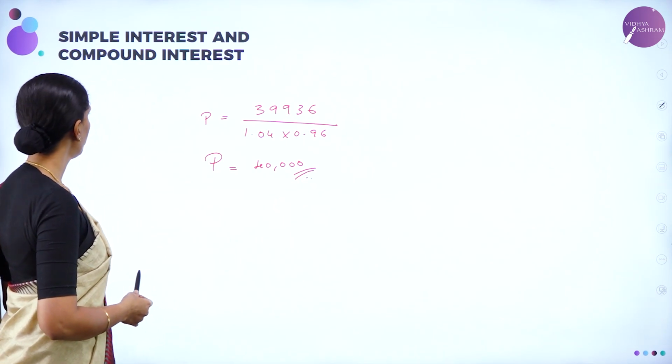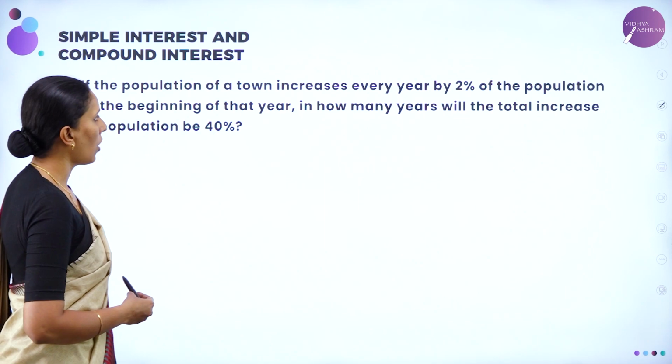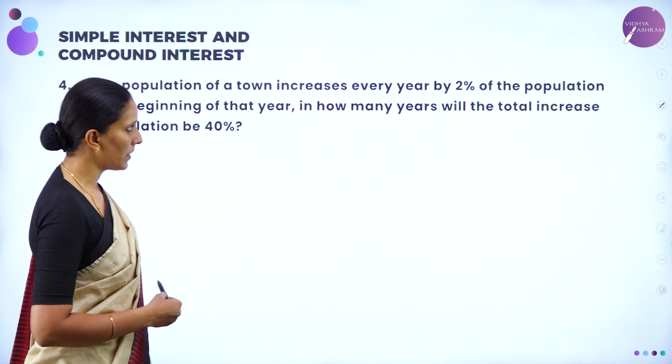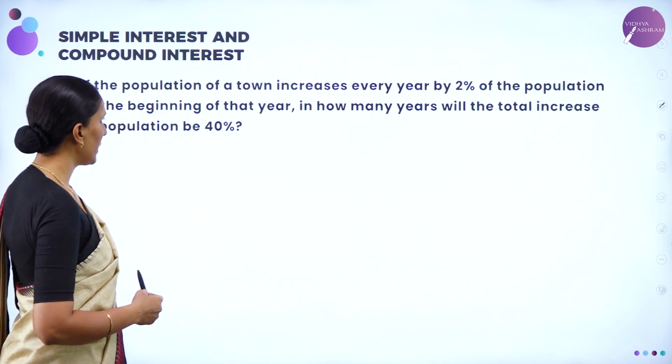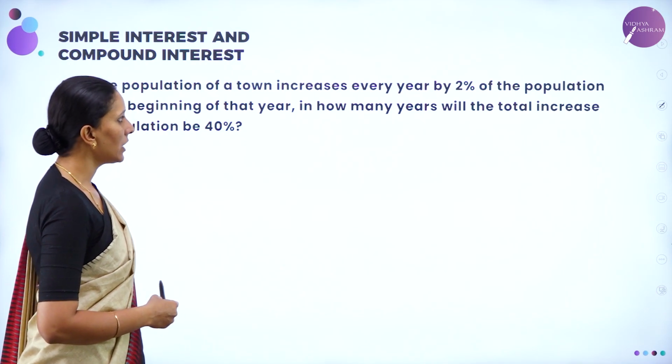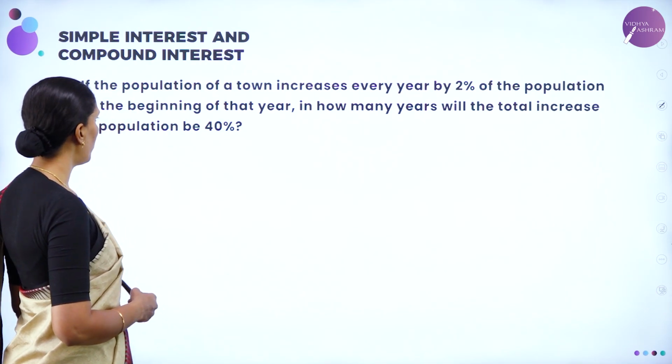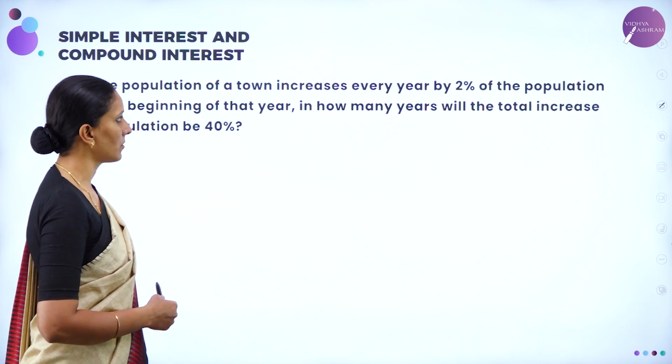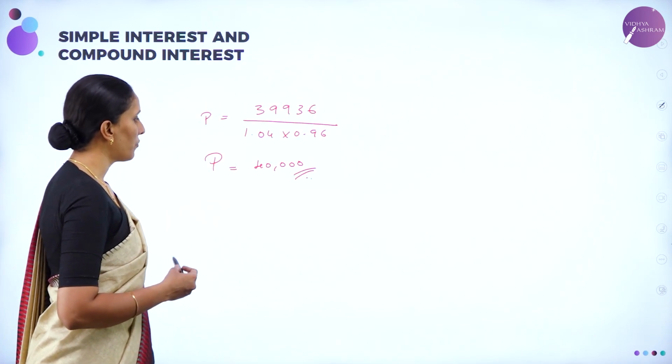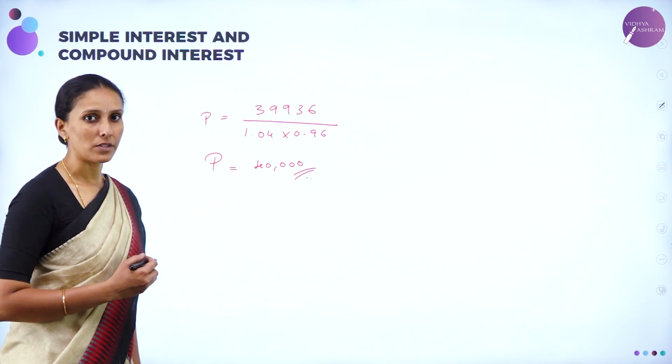Next question. If the population of a town increases every year by 2% of the population at the beginning of that year, in how many years will the total increase of the population be 40%? So the initial value of the population was 40,000.